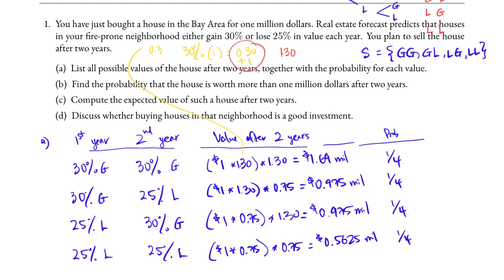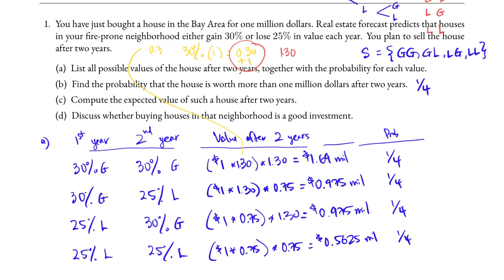Part B. Find the probability that the house is worth more than $1 million after 2 years. And that is only 1/4. There is only one scenario out of 4 where the house is worth more than $1 million after 2 years. Part C. Compute the expected value of such a house after 2 years.